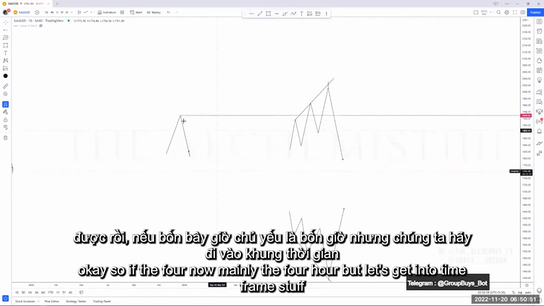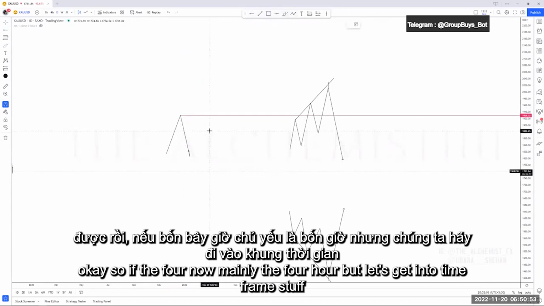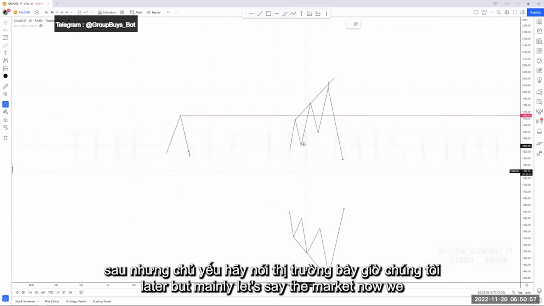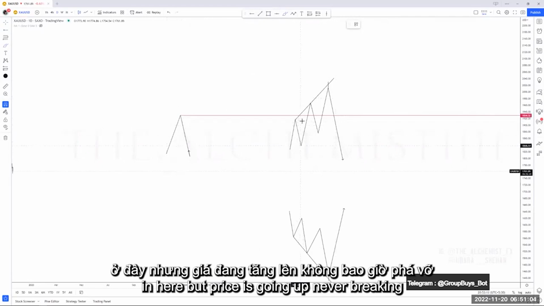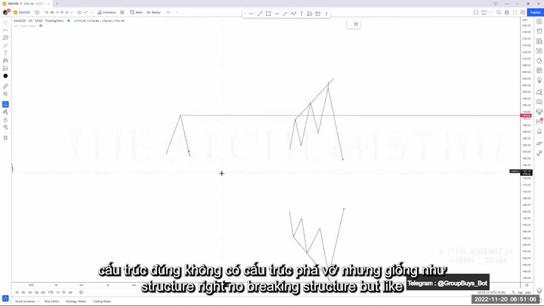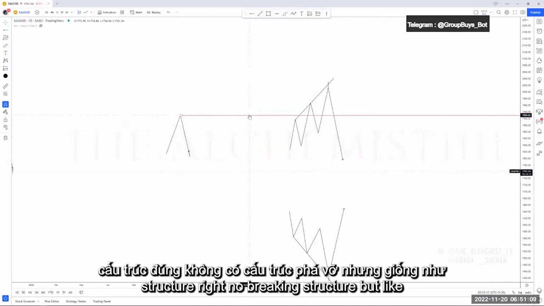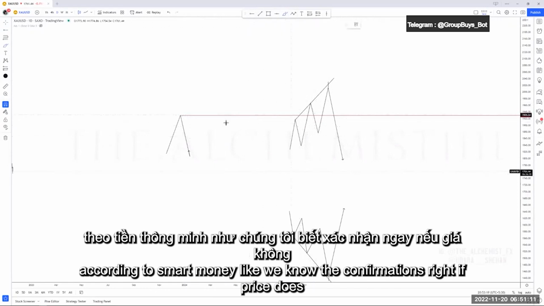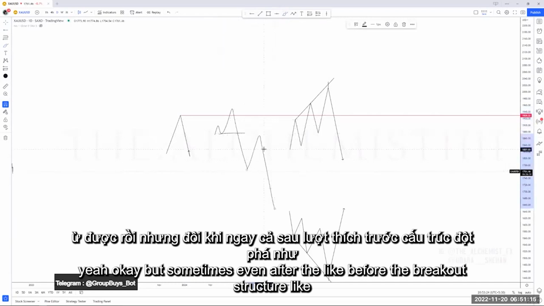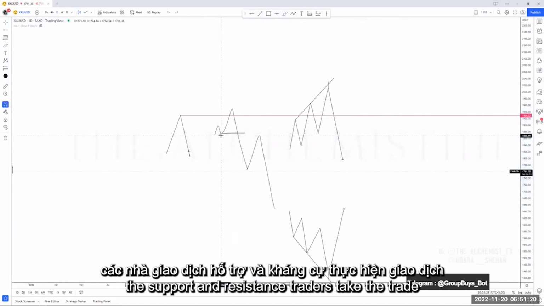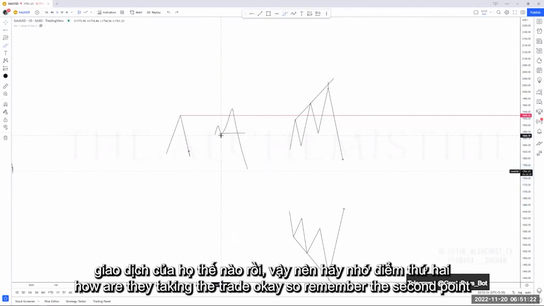The resistance. So if the 4-hour, no, mainly the 4-hour, but let's get into the time frame stuff later. Mainly, let's say we have a weekly zone of interest in here, or a key level in here, but price is going up, never breaking structure, right? According to smart money, we know the confirmations. If price does this, we know that we have breakout structure. But sometimes, before the breakout structure, the support and resistance traders take the trade. How are they taking the trade?